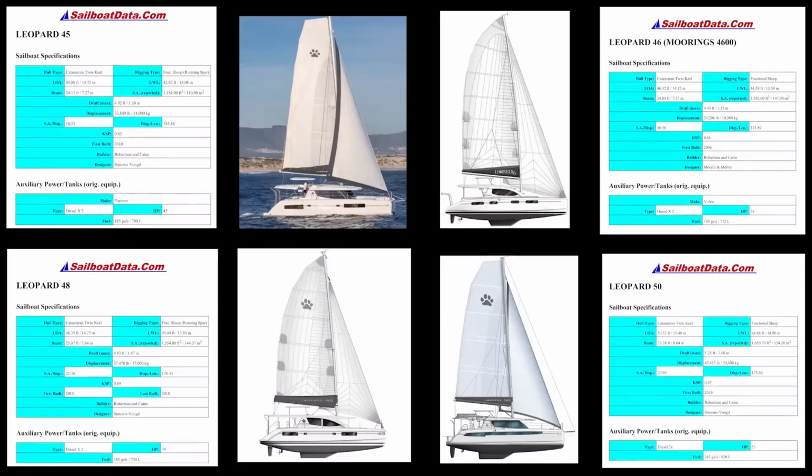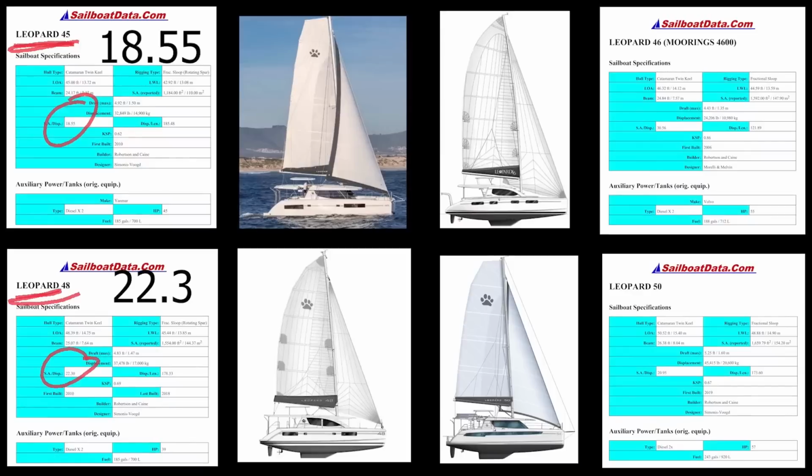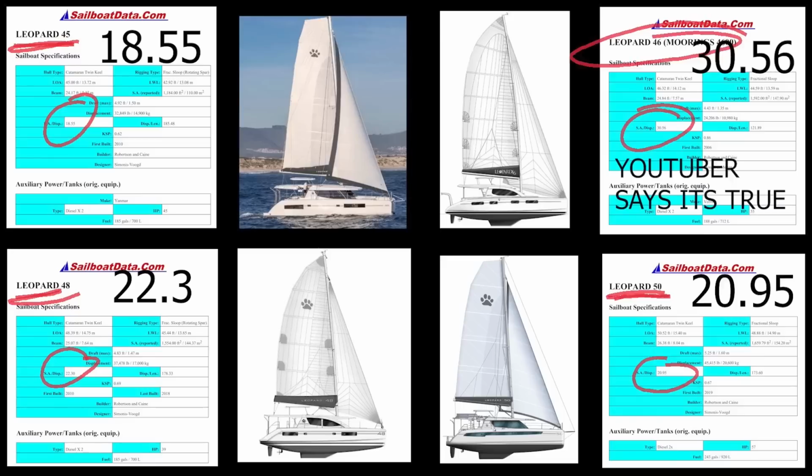And so I went and had a look, and I looked at the Leopard 45, the 46, the 48, and the 50. So I'll put all the numbers up here, easier for you. I know I had trouble looking. My eyes are old. So let's have a look at this. Okay, so the 45 is 18.55. That's more like my monohull. Mine is like, I think, 16 or something. 48 is 22.23. 50 is 20.95. And the Leopard 46 is 30.5.